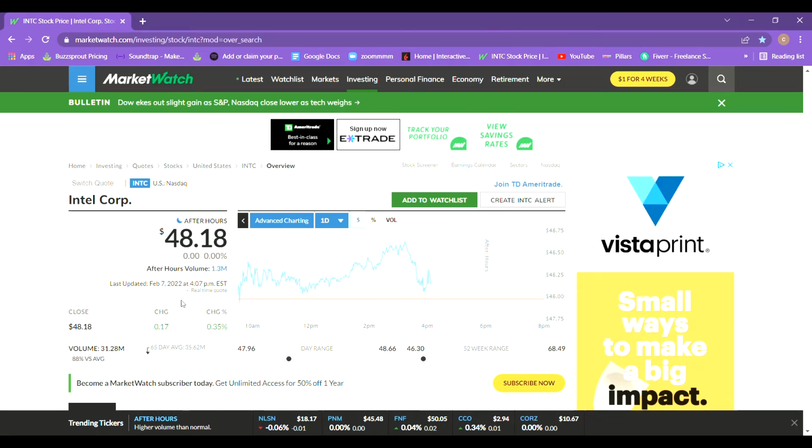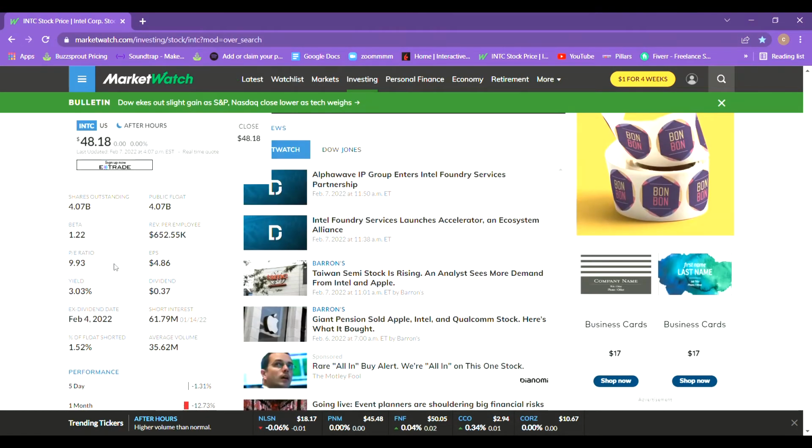Today we'll be taking a look at Intel. So as always, starting off with their PE ratio, it's currently at a 9.93, which is always nice to see as a first impression, as you ideally want this to be at 20 or less. Now checking out their dividend yield, it's currently at a 3.03%, which comes out to about 37 cents per share.